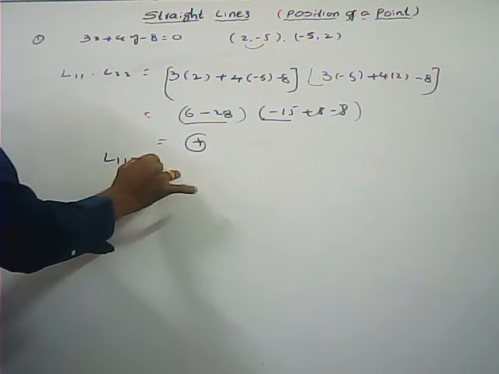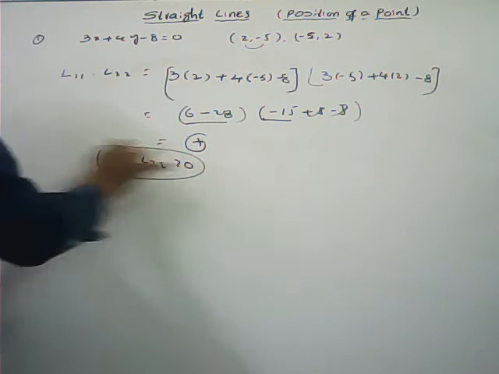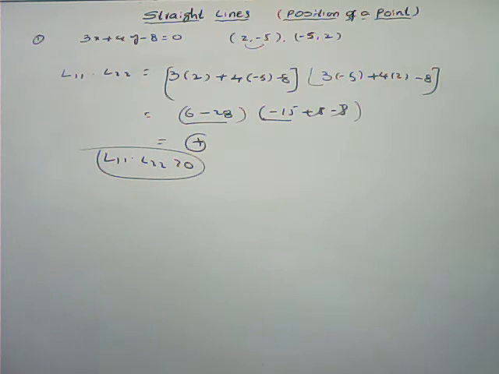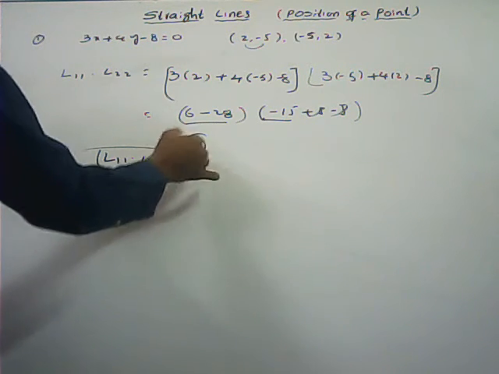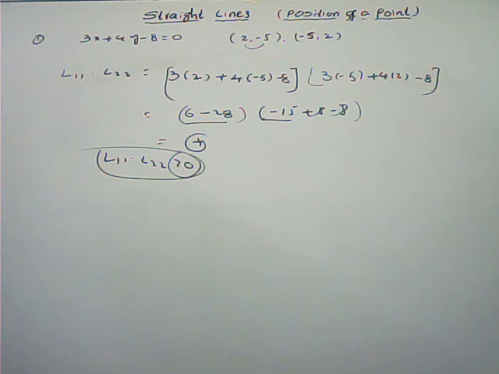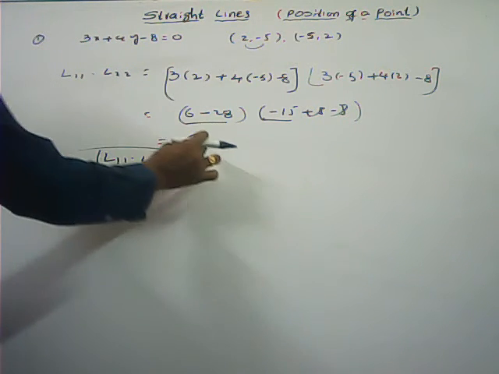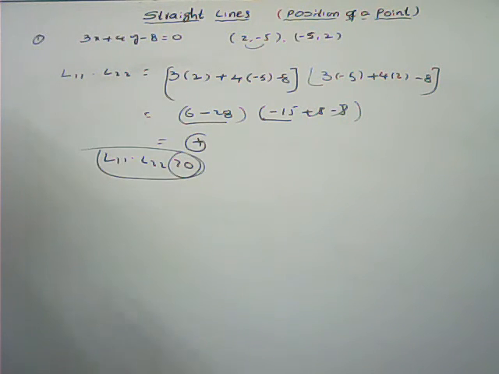L11 into L22 greater than 0. Greater than 0 means both the points lie on the same side of the line. Here it depends upon the magnitude only. If it is a positive quantity, both the points lie on the same side. If you get a negative quantity, the points lie on opposite sides of the given line. Here so many interesting problems also we can discuss.